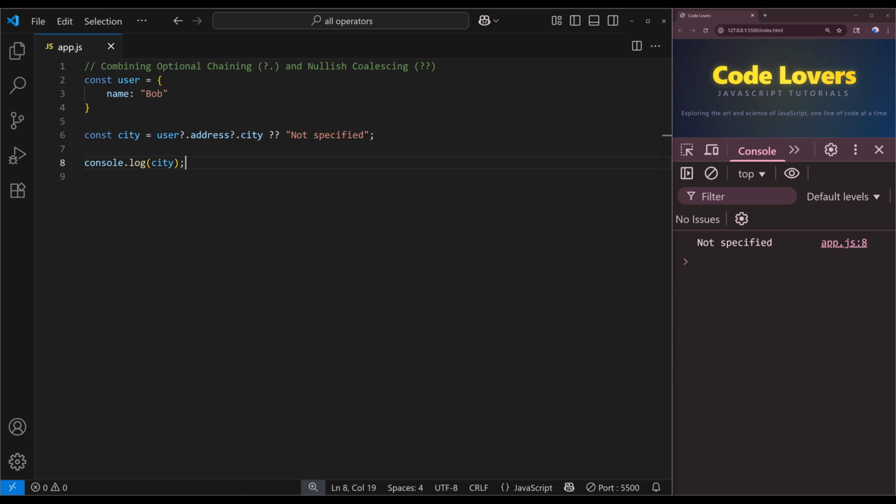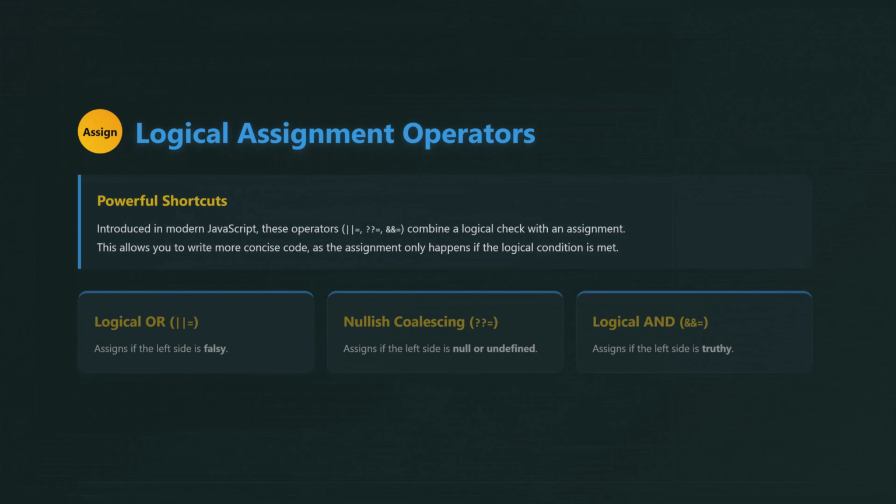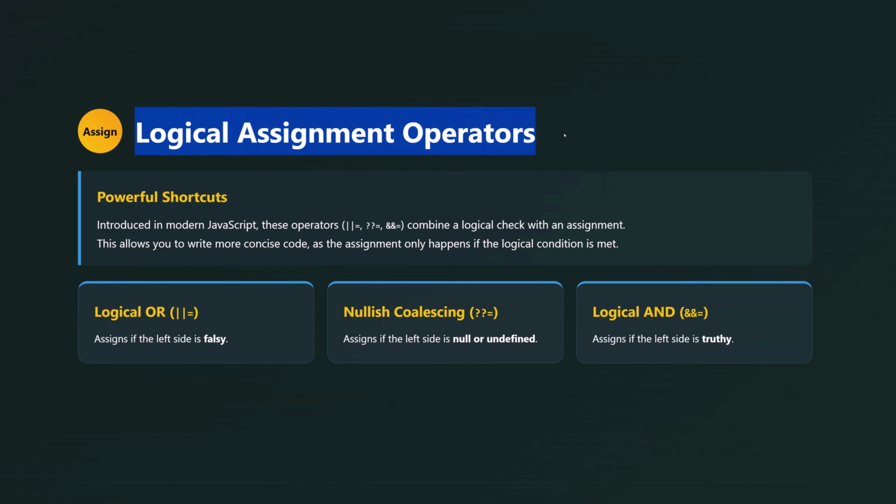Together, these operators provide a robust and concise way to handle potentially missing data without crashing your program or writing complex multi-line checks. Next one is logical assignment operators. These are logical AND assignment, logical OR assignment, and nullish coalescing assignment. These are introduced in modern JavaScript. These operators are powerful shortcuts that combine a logical check with an assignment. This allows you to write more concise code by performing a check and an assignment in a single step. An assignment only happens if the logical condition is met.